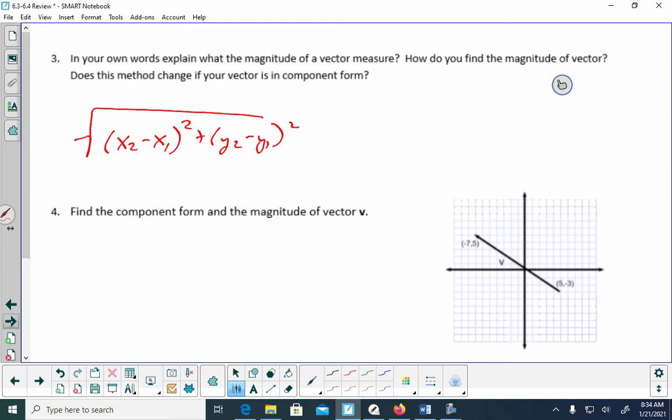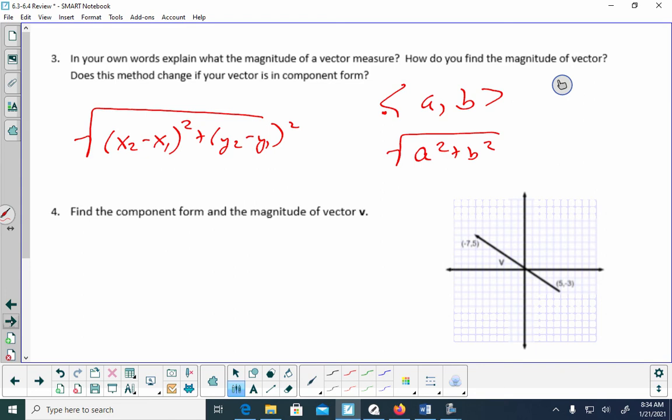If it's in the component form where I have that a, b and I'm already in the component form, then the magnitude is just going to simply be the square root of a squared plus b squared. So it does change, but usually I recommend everyone put it in the component form before they find the magnitude. Just makes life a heck of a lot easier.